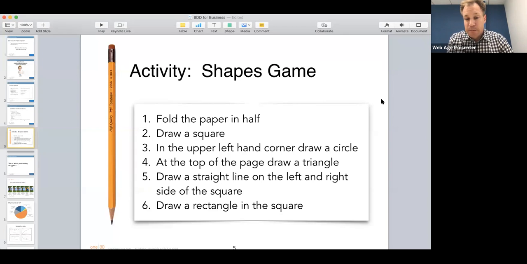Additional questions? How large should the square be? The square is a 2-inch square. Are the lines horizontal or vertical in number five? I'll give you the requirement here. The requirement is that the line should start on the left-hand side of the page and end on the left-hand side of the square, and start on the right-hand side of the page and end on the right-hand side of the square. If that makes any sense. The lines are horizontal, yes, they're horizontal.